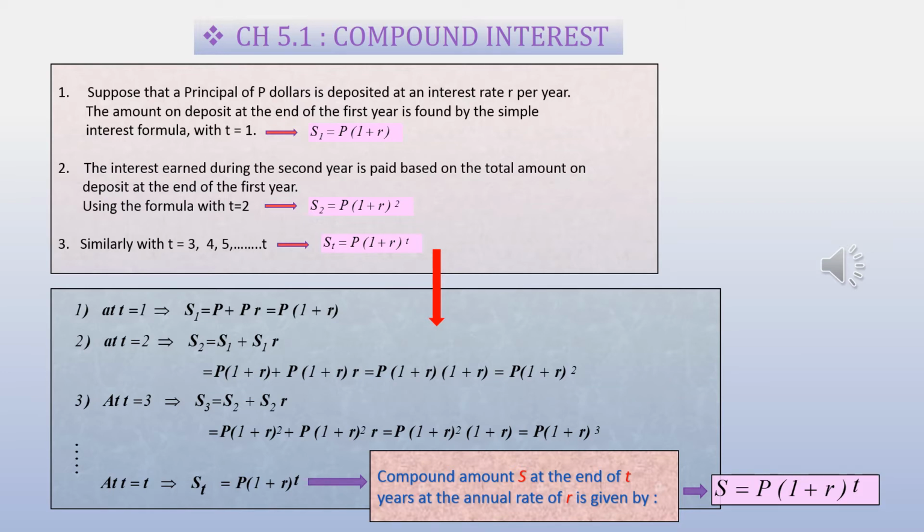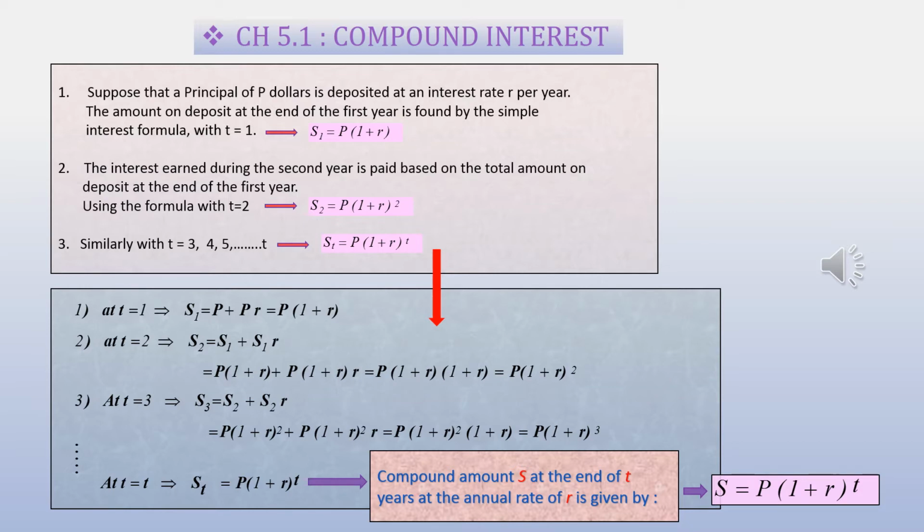Compound Interest. Suppose that a principal of P dollars is deposited at an interest rate R per year. Principal P means the investment, which is the initial amount of money a person puts or deposits in a bank. Usually, when a person deposits his or her own money in the bank, this person expects the money to grow.